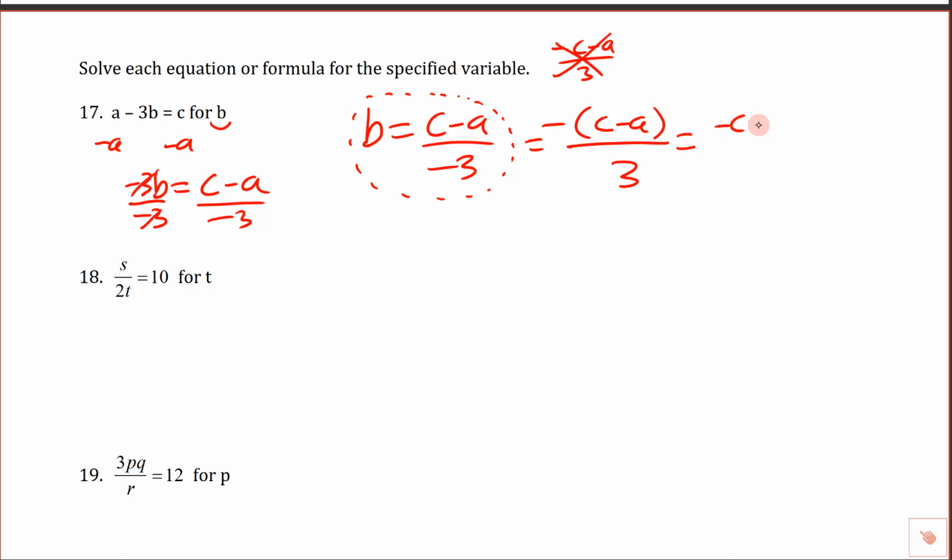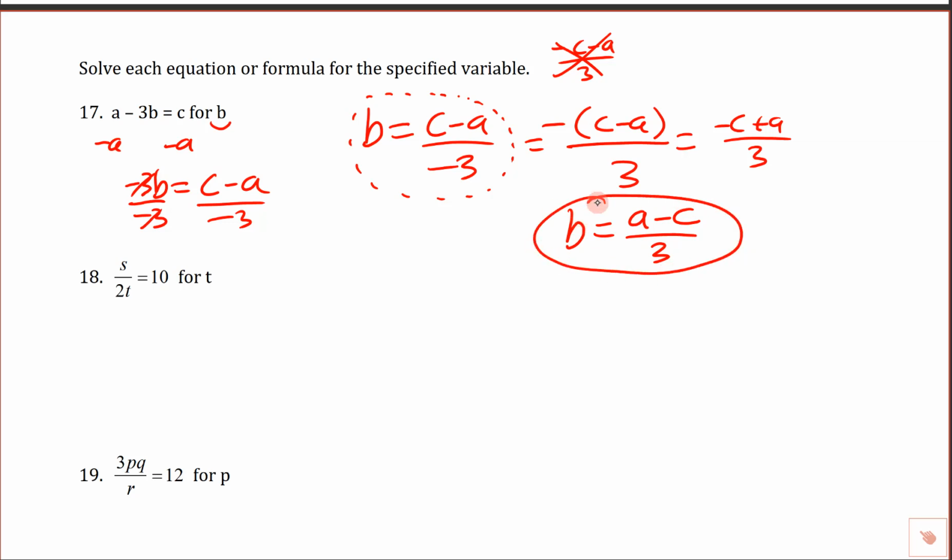We'd get negative c, and then we'd have plus a over 3. Now, the best way to actually write this is as a minus ac over 3. There are a couple good things about this. First of all, it's in alphabetical order in the numerator, and we've got a leading sign that's positive. So we kind of like that.